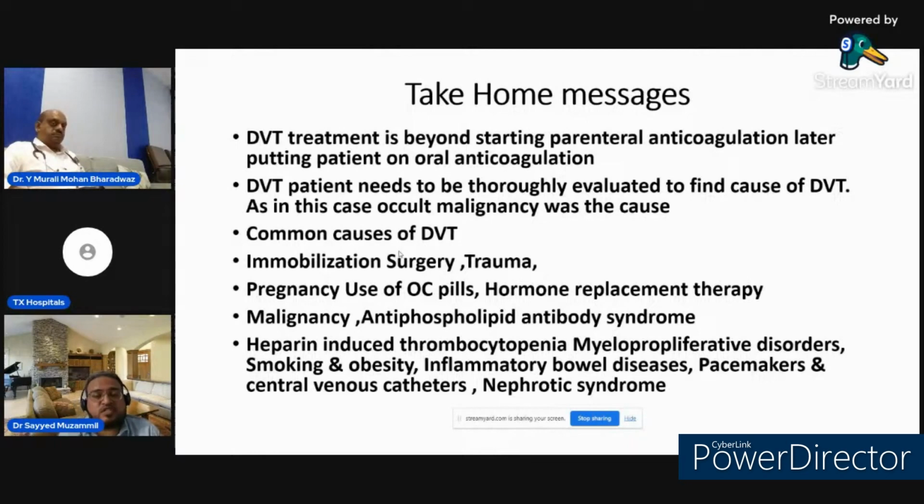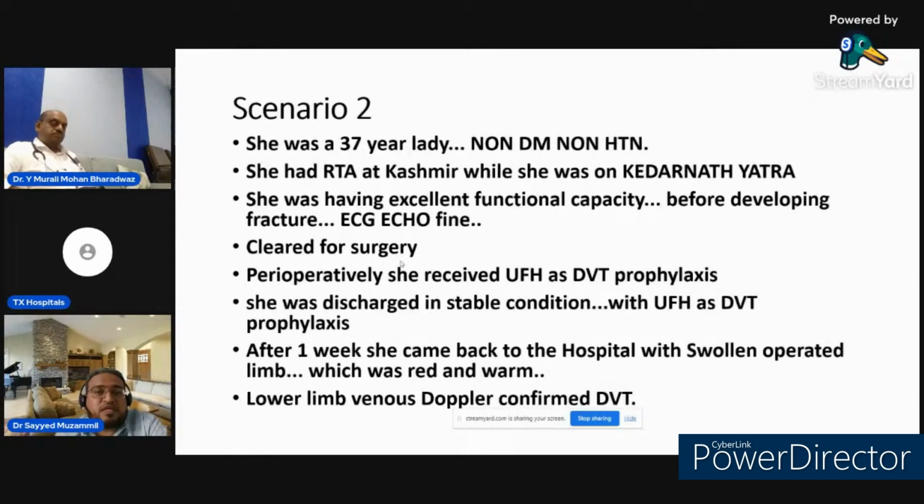These are the causes. We should search for these causes, and if we are able to treat this problem, then the patient will not have recurrent DVT.